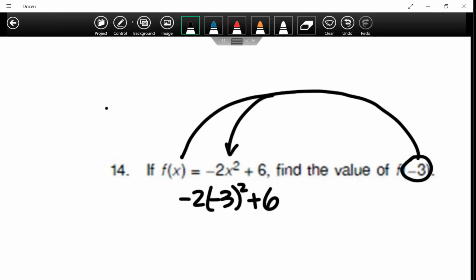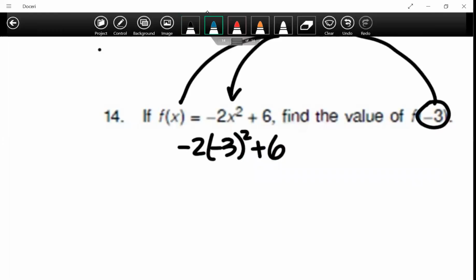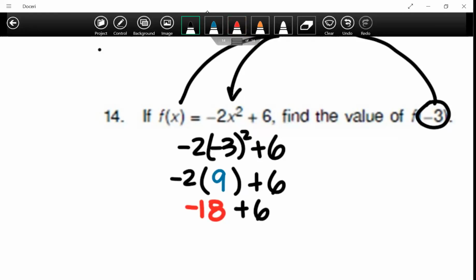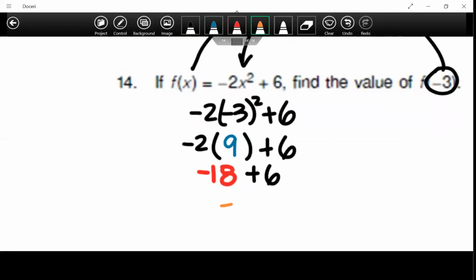So as I'm doing whatever I see that x, I'm just substituting that value in. Okay, and then order of operations, I'm going to do -2 times 3 squared, which would just give me 9, plus 6. Order of operations again, -18 plus 6. And then combine like terms with our last one would give me -12.